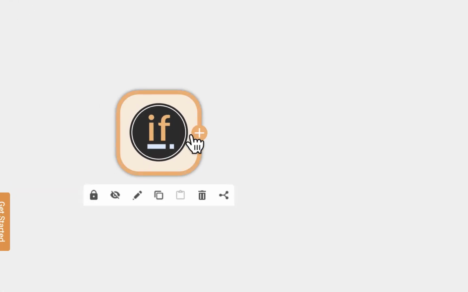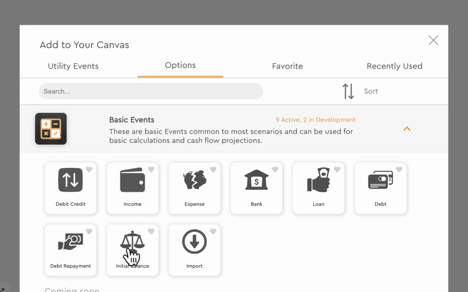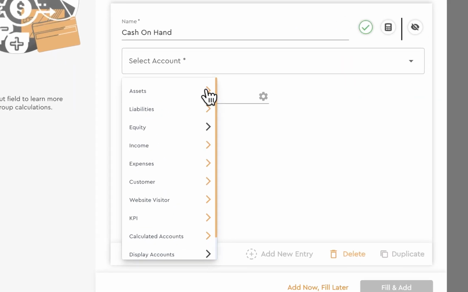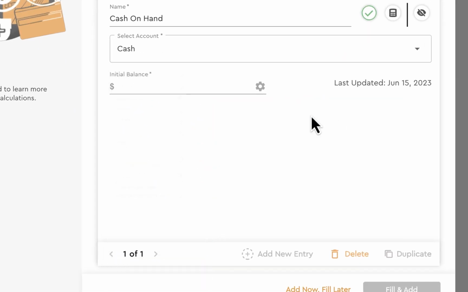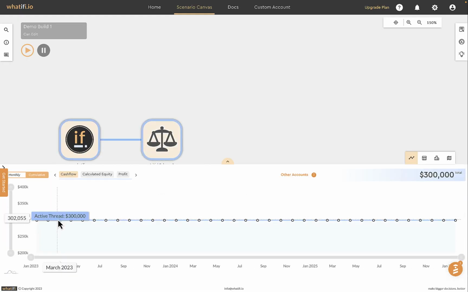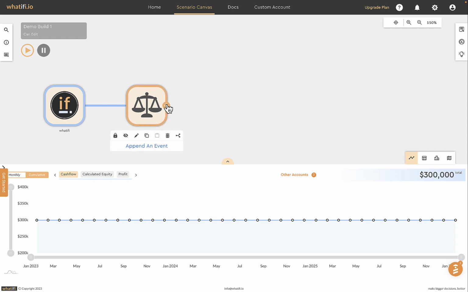We're going to start by adding an initial balance event from the option picker. We're going to give it a name, cash on hand, pick the account that we want to assign it to, and make it $300,000. Now you can see here $300,000 cumulatively on the timeline.